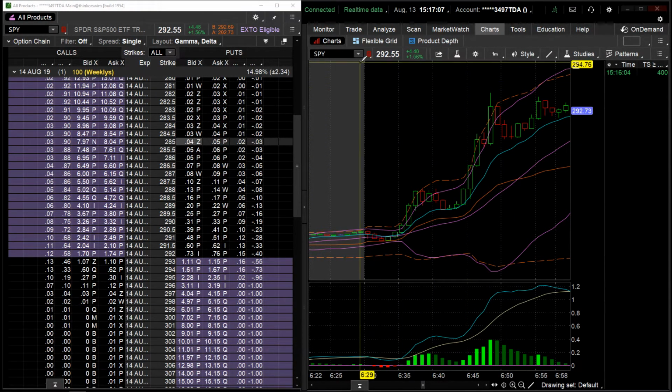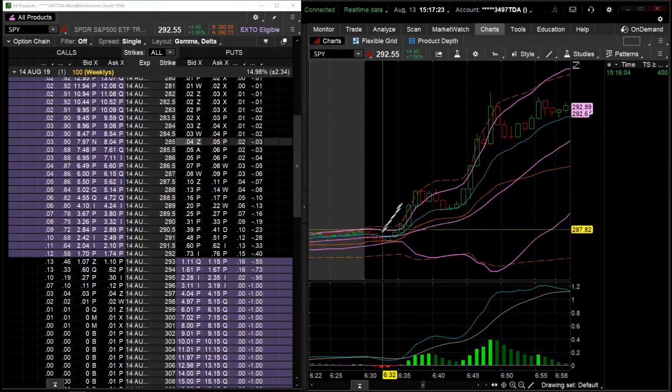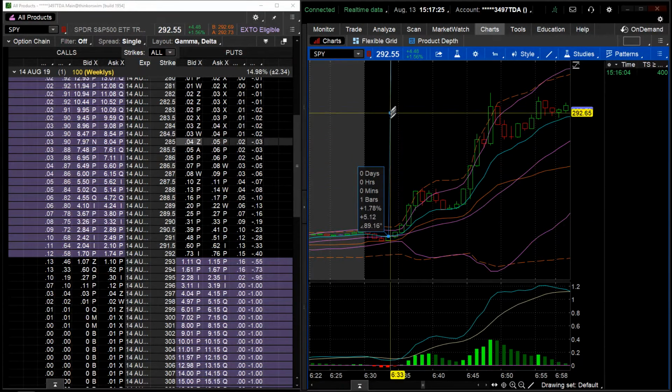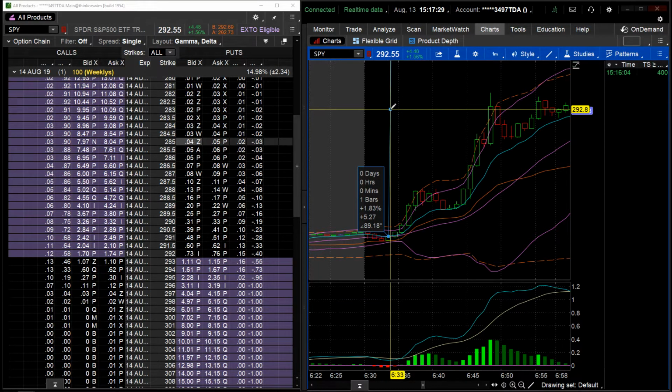So here we have the S&P 500. Just a quick intro into it. Let's say you bought one share of the S&P 500 this morning at the open, 6:30, and it rallied all the way up to 292. With one share you would have made 2%. At $292, 2% is at the most like $4 or $5.